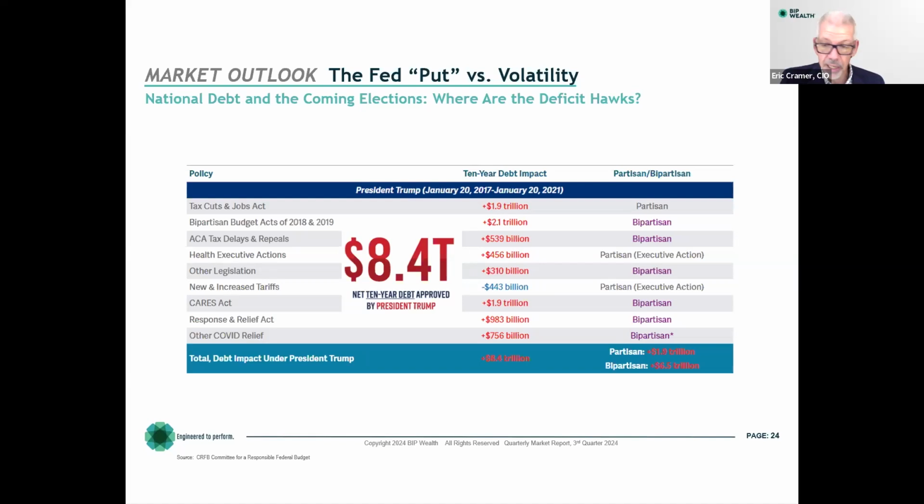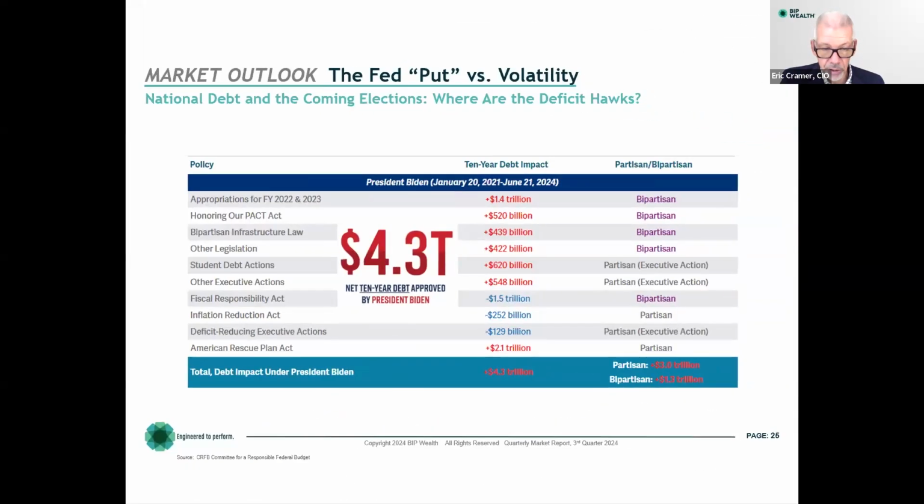We can look at the next page and see what's happened during the Biden administration, which of course has been a shorter term because that's just to date. But many of the actions taken also add to the size of the national debt, at least where it's going to be 10 years down the road. And what you can see is that many of those were also bipartisan actions. And so the question on the table here again is, where are the deficit hawks?